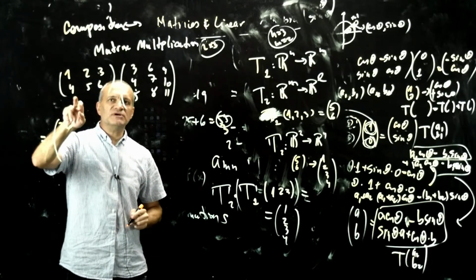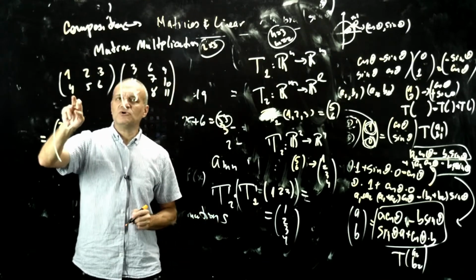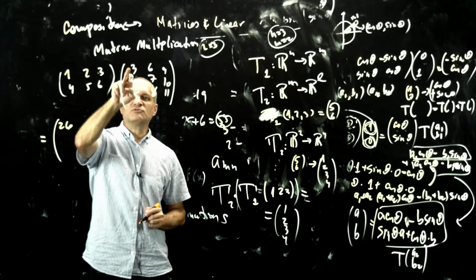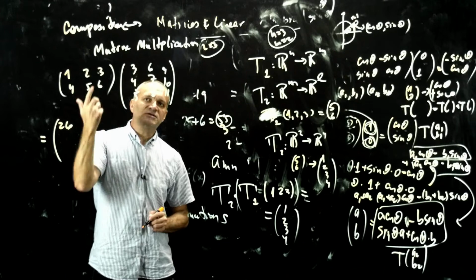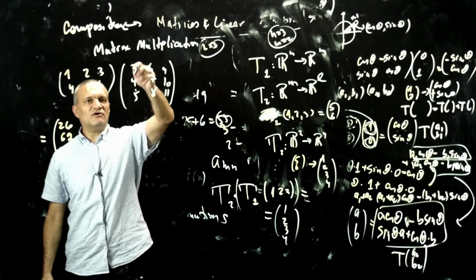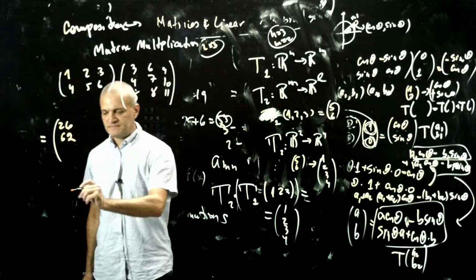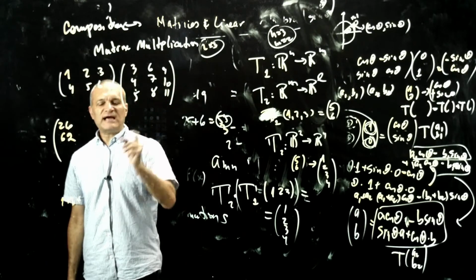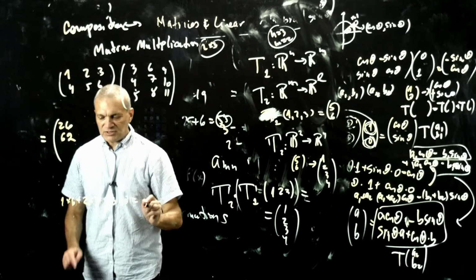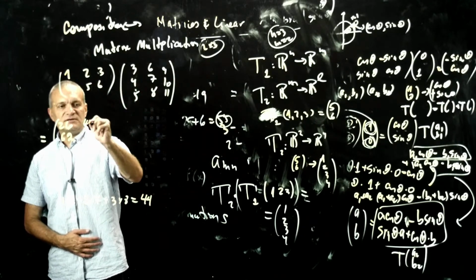Now here we're doing the same story. We have 4 times 3, plus 5 times 4, plus 6 times 5. So 12 plus 20 plus 30. 32 plus 30 is 62. So we took care of the first column. Now the second column is exactly the same thing. It's going to be 1 times 6 plus 2 times 7 plus 3 times 8. So it's 6 plus 14 plus 24, which is 44. So it's going to be 44 here.